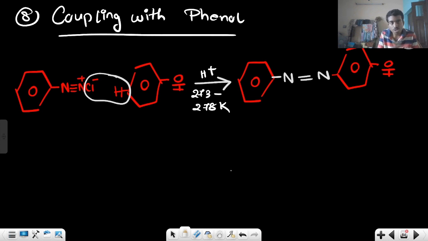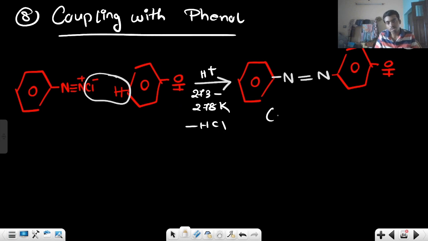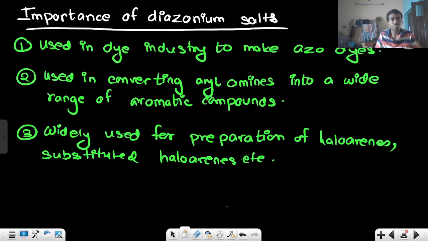So there is no change with coupling. The main thing is you will remove HCl from there and you will write it. I did not write minus HCl. Please don't forget that, like I keep forgetting. Minus HCl. So the name of this compound will be para-hydroxy azobenzene. Clear?